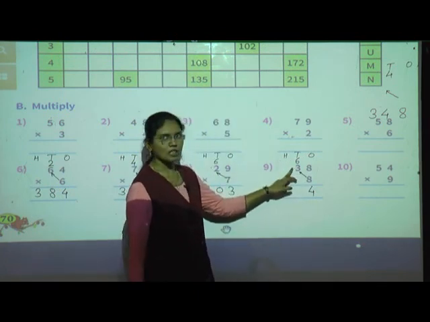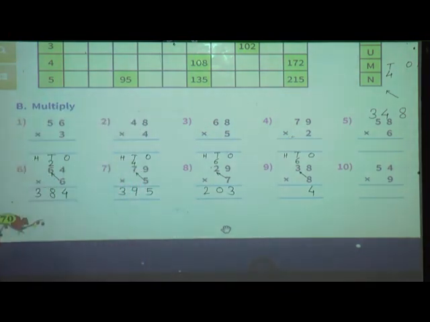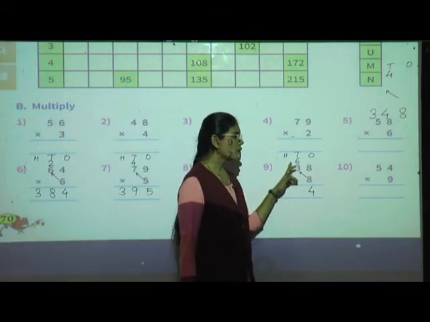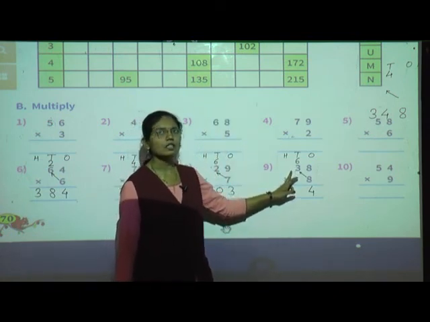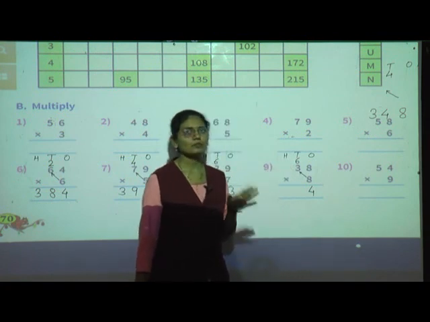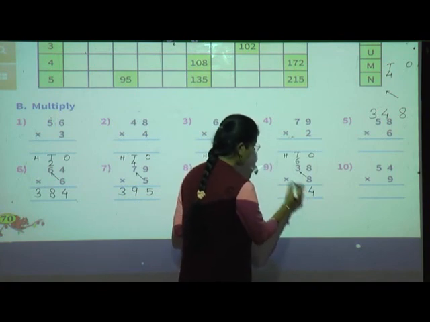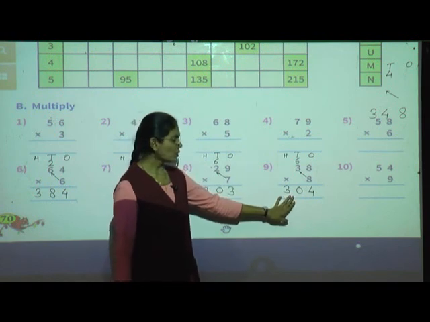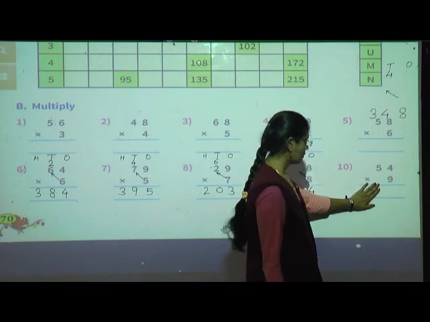8 into 3 tens. 8 threes are, say the table of 8, 24. 24 plus this 6 also we have to add. 24 plus 6 is 30. Now 30 tens means 300s and 0 ones. So at tens place we will write 0 and at hundreds place we will write 3. Okay. So 304 is the answer. Now see the last is remaining.